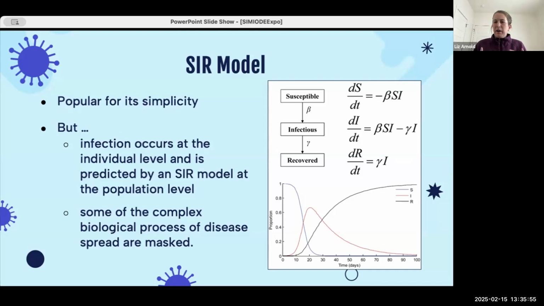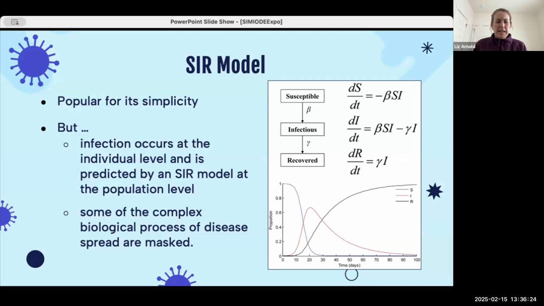When we have thought about how our students understand the SIR model, some of the things that we have found is that whether or not you become infected, it really occurs at this individual level. But we use the SIR model to make predictions of infection at a population level. And so there's this kind of disconnect with our students: the individual level is the infection, but we're really predicting it at a population level. So we really have started to think about how we can help bridge that connection.